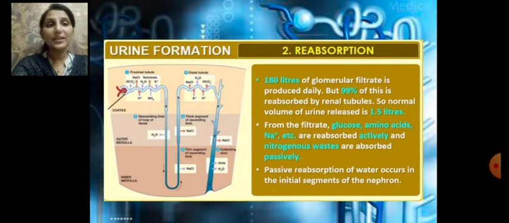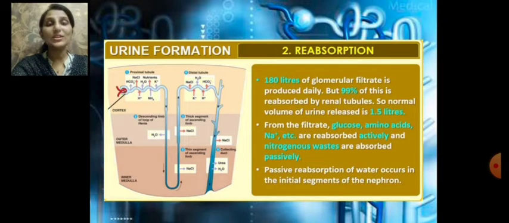But of this, 99% is reabsorbed back by the renal tubule. We cannot excrete or expel out all of this 180 liters. We do not have so much blood; we have only a minimal quantity of blood. So 99% has to be reabsorbed back by the renal tubule. So the volume of the urine released is 1.5 liters.